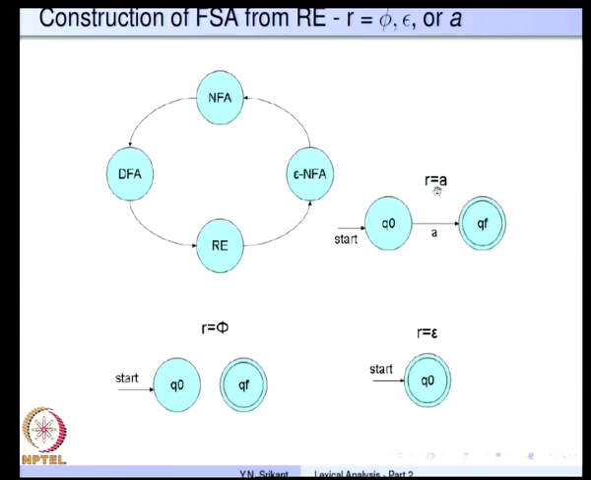What about the regular expression R equal to A, a single symbol A? There is a start state and there is a final state and there is a transition on A, and Q0 actually gets transformed to QF. And the string A is accepted. So, this is the construction for the three basic cases, phi, epsilon and A.